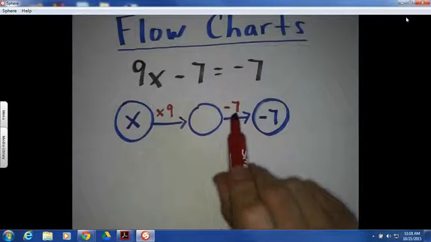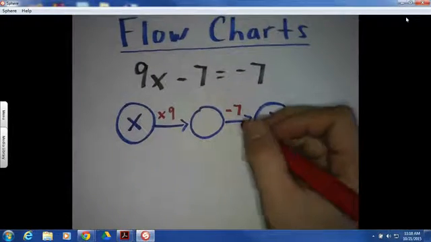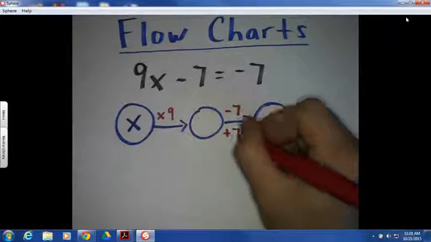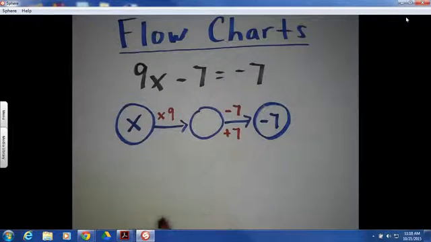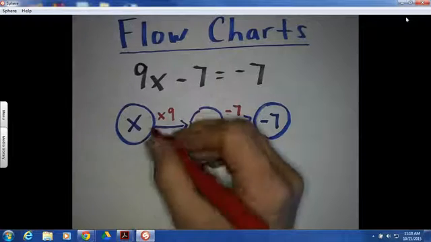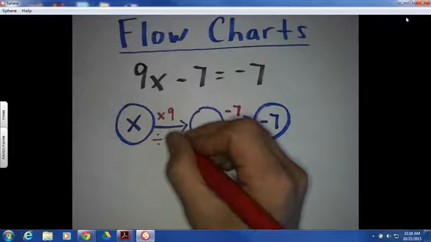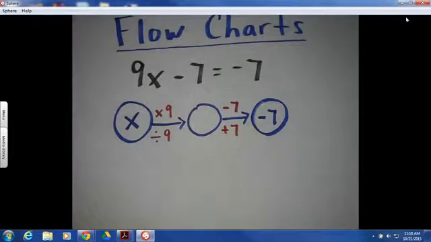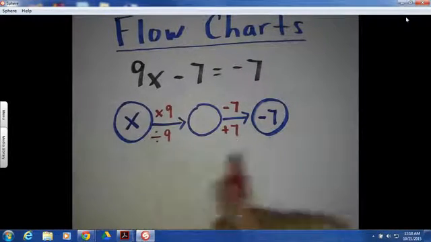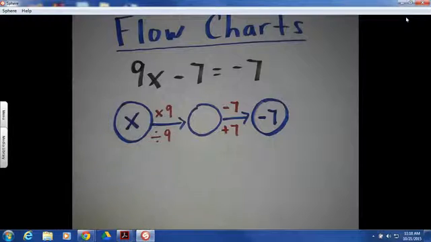So I'm looking at minus 7, the opposite of minus 7, I know is plus 7, or adding 7. And the opposite of multiply is divide. So instead of multiplying by 9, I'm going to divide by 9. Now I'm ready to solve. I have my flowchart all set up. In order to solve, we work backwards.